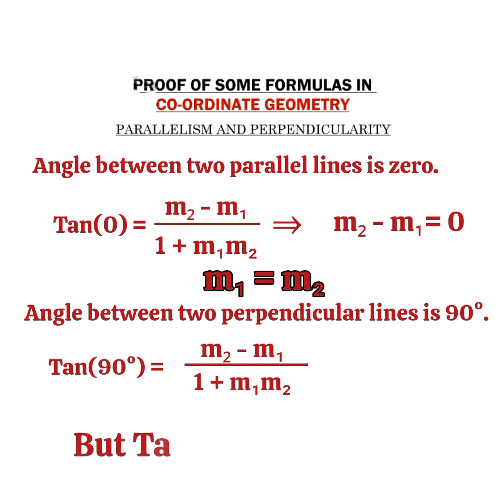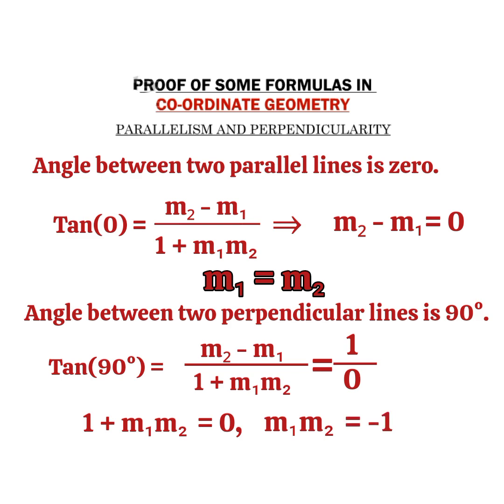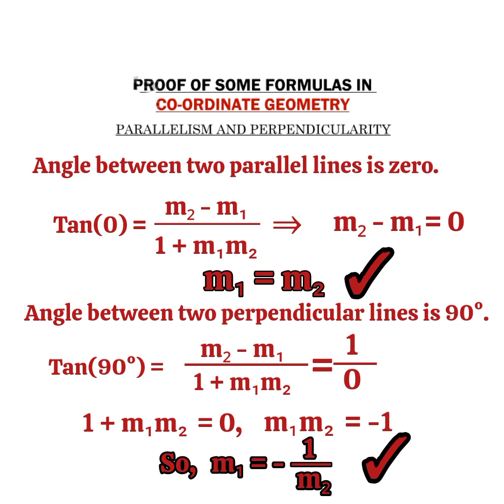But tan 90 gives a numerical expression of 1 over 0. So, we cross multiply from this stage, and we arrive at the following: 1 plus m1 m2 equals 0. Make m1 the subject of the formula: m1 m2 equals minus 1, and this implies that m1 equals minus 1 over m2, and the proof is complete. Conclusion: if two lines are parallel, then m1 equals m2. Also, if two lines are perpendicular, then m1 equals minus 1 over m2.